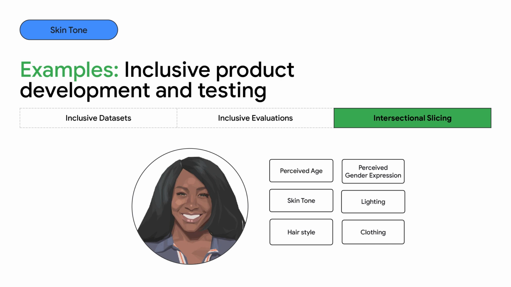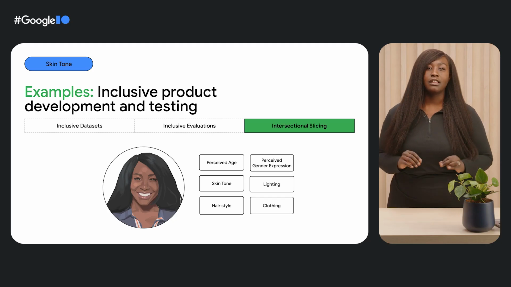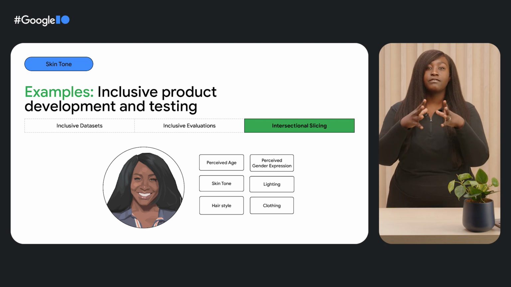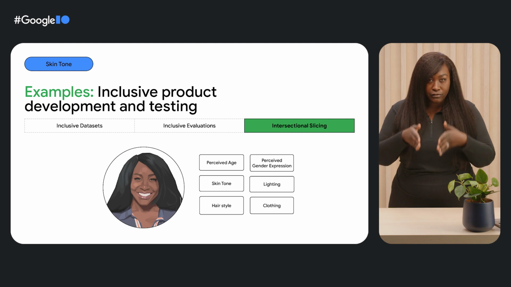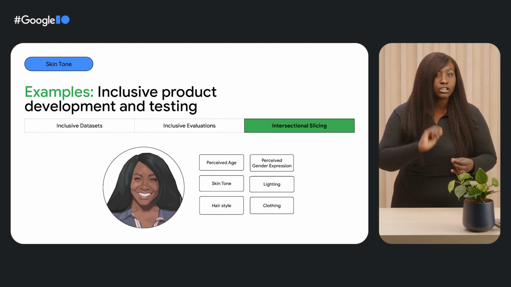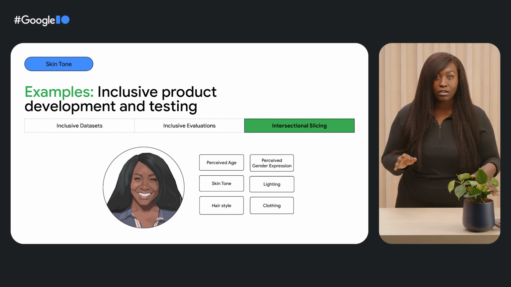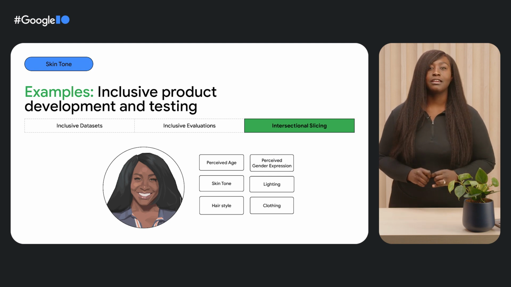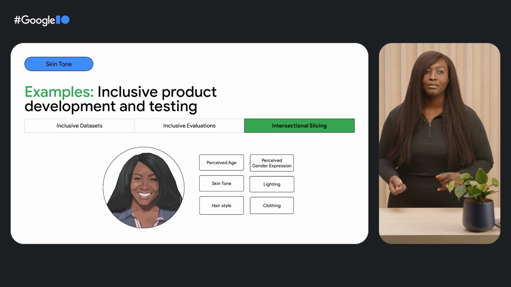My skin tone, my hairstyle, my perceived age, and gender expression are all signals you as a human are taking in to process my existence. Intersectional slicing allows you to combine skin tone with other features to identify subgroups that are important for evaluating fairness and ensuring no matter the subgroup you're testing on, once again, that your model and ultimately the product performs well.